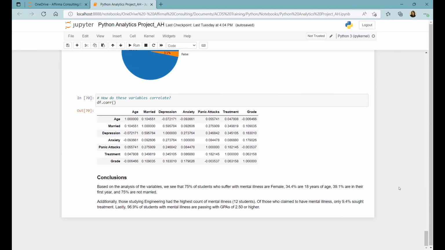And the conclusions here, we see that 75% of those who do suffer with mental illness were female. 34.4% were 18 years of age, 39.1% are in their first year, and 75% are not married. In addition to that, most of them are studying engineering, which had the highest count of those with mental illness, which was 12 students. And of those who claim to have mental illness, only 9.4% sought treatment. And lastly, 96.9% of those students ended up passing with 2.5 and higher GPAs.